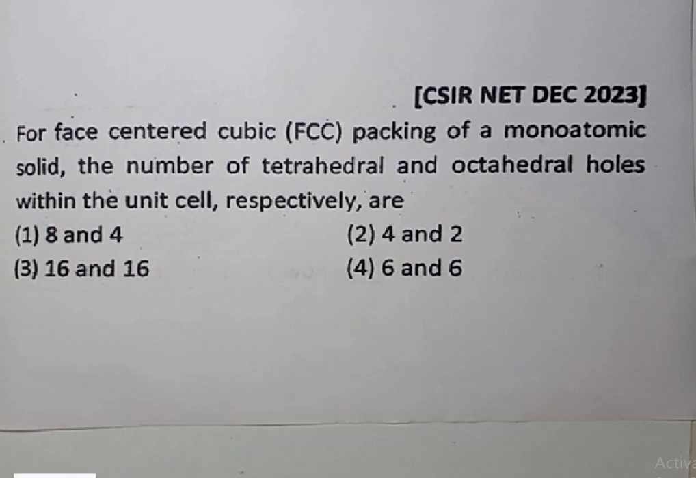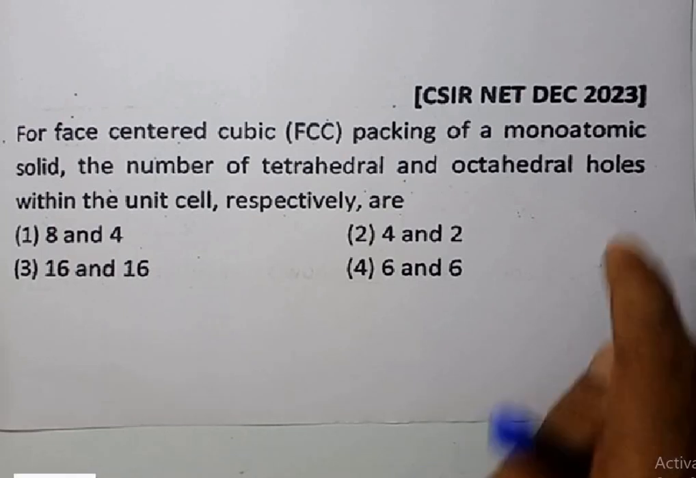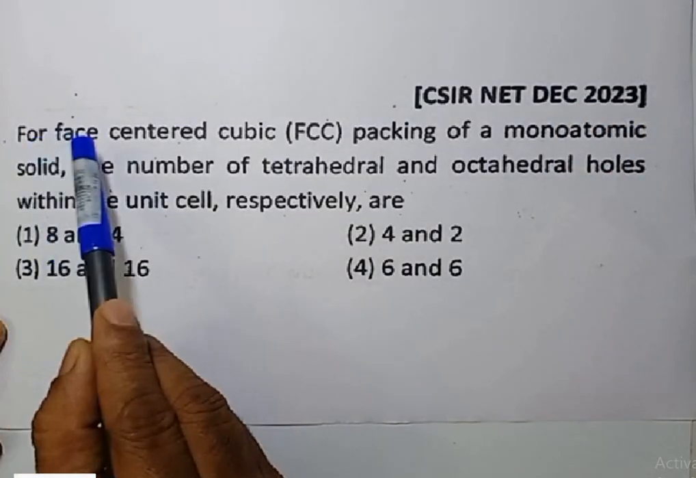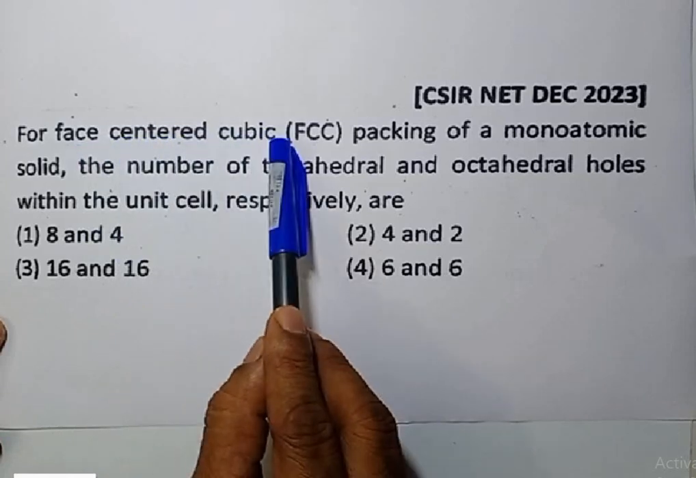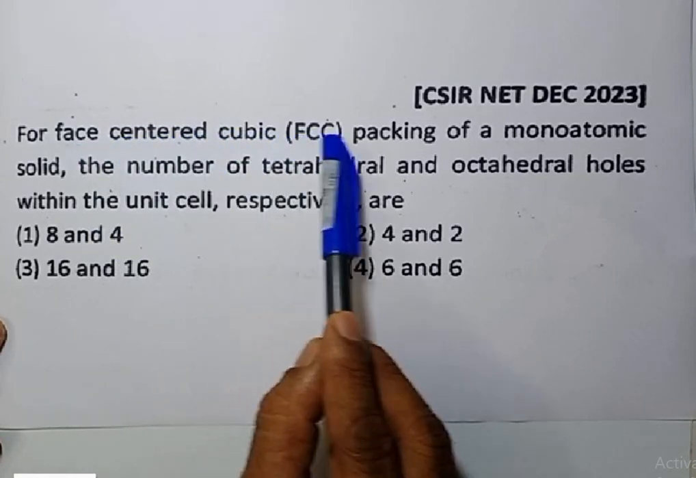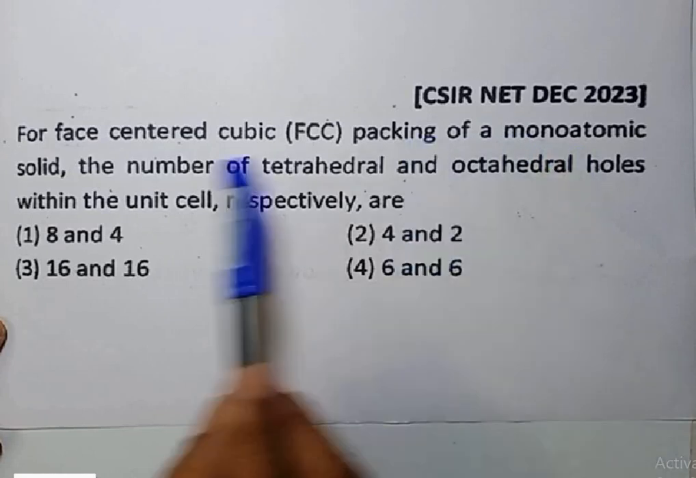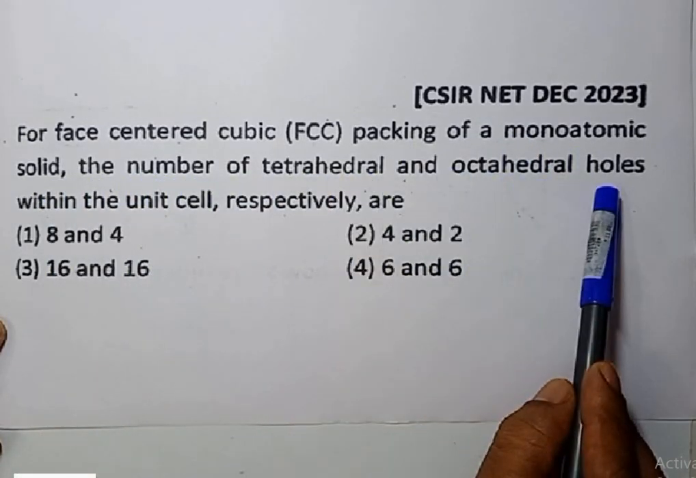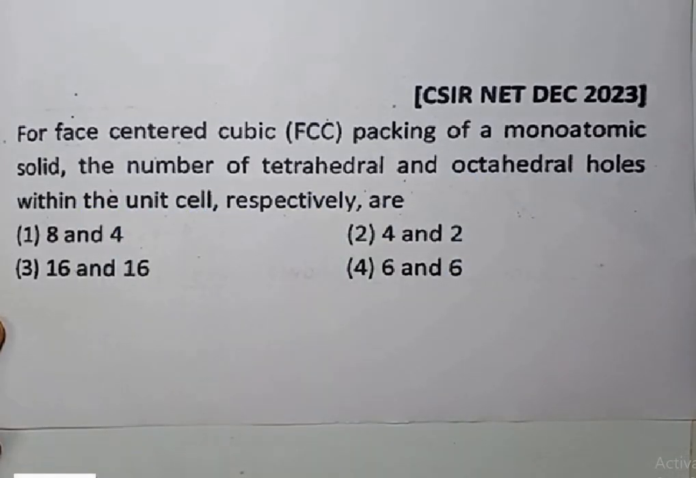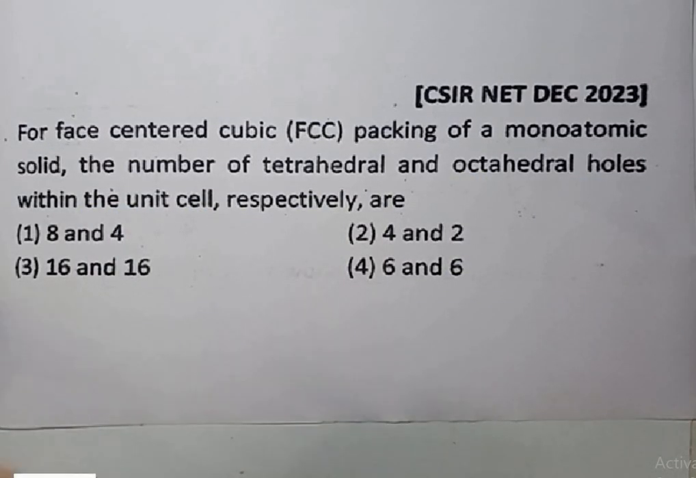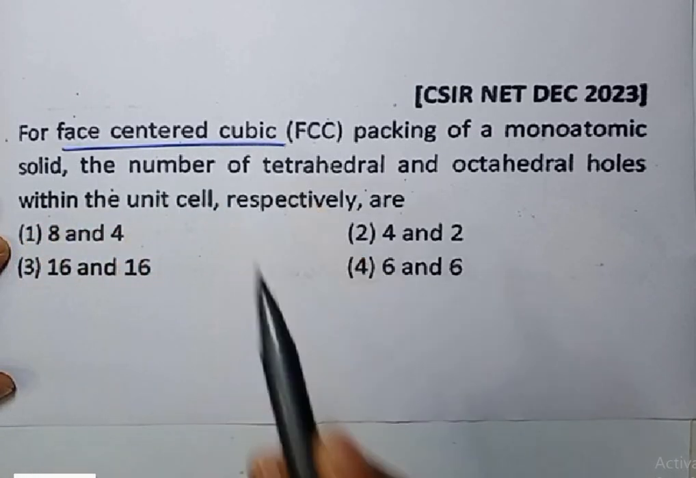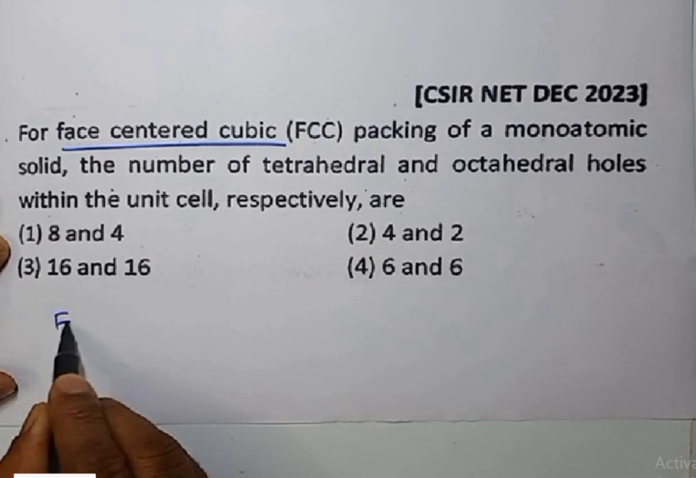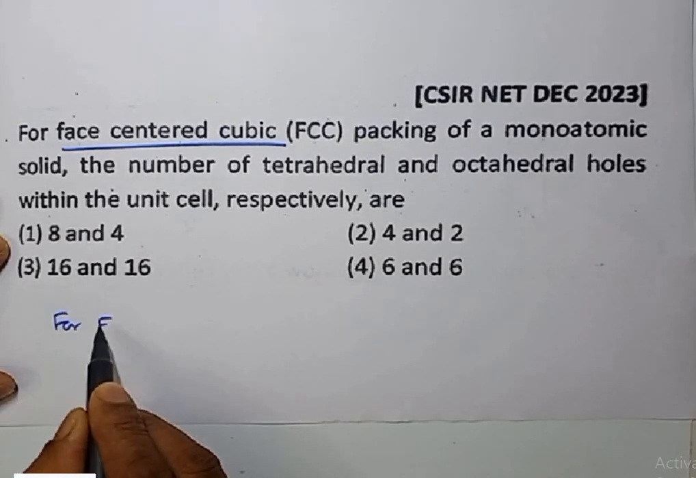Right. So this question appeared in 2023 December. The question is this: for face centered cubic packing of monatomic solid, the number of tetrahedral and octahedral holes within the unit cell respectively are. Okay, so the given unit cell is FCC. You know very well, for FCC, we'll write this.